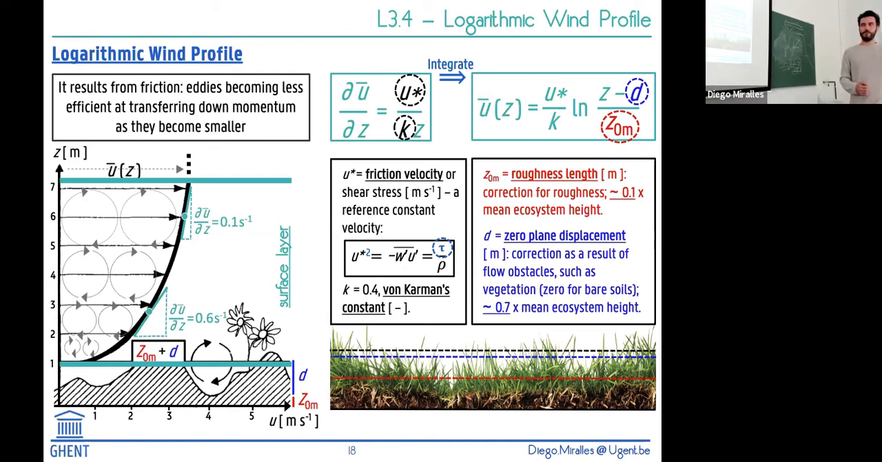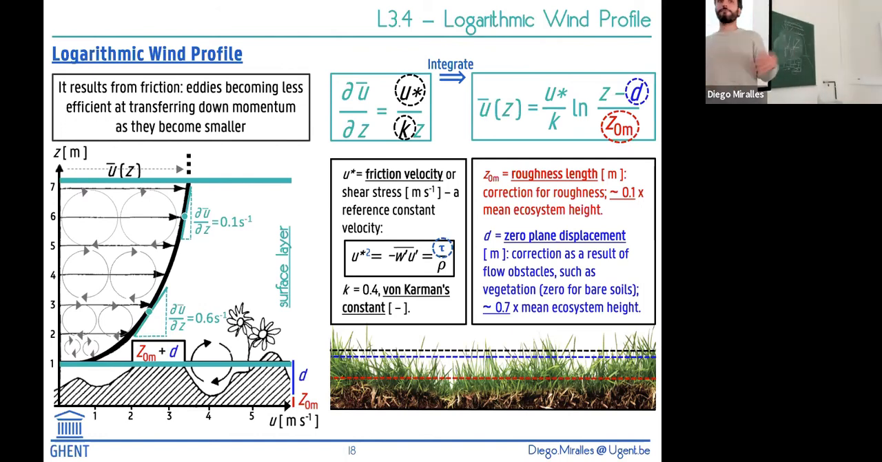Okay, the roughness correction is about 10% of the height of the ecosystem, and the zero plane displacement is about 70% of the height of the ecosystem, right? So you end up with about 0.8, so 80% of the height of the ecosystem. If you have different trees, 0.8, that is where the logarithmic wind profile assumes that you have zero horizontal wind, all right? And of course, the higher the height of your trees and so on, the higher that zero wind will be. So the farther up your logarithmic wind profile will start, okay?